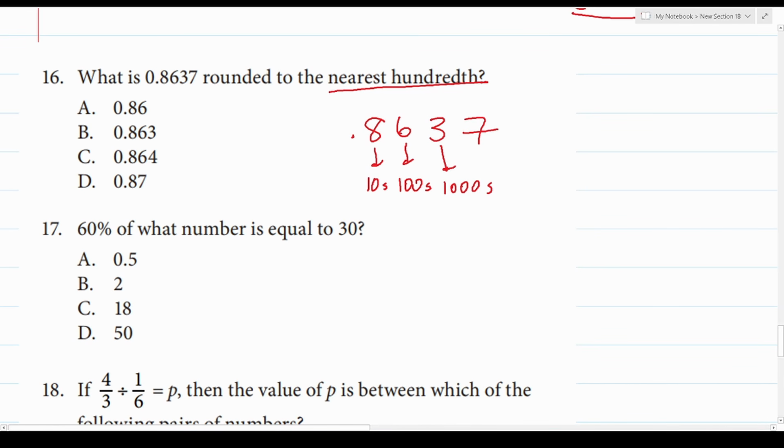So if we want to round this one to the nearest hundredth, we're looking at this 6 right here. More specifically, to round, you look to the number that's to the right, and if it's 5 or greater, you round up. If it's 4 or below, you keep that number the same. So in this case, we have a 3 to the right of 6, so this is just going to be 0.86, okay, which is going to be answer choice A.